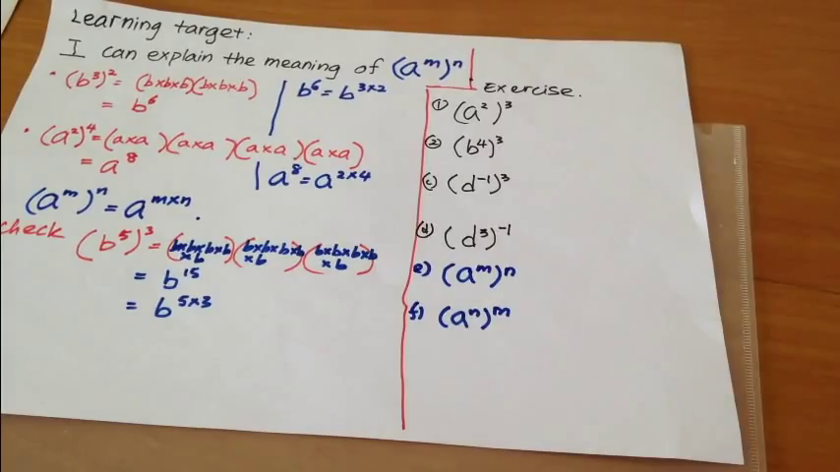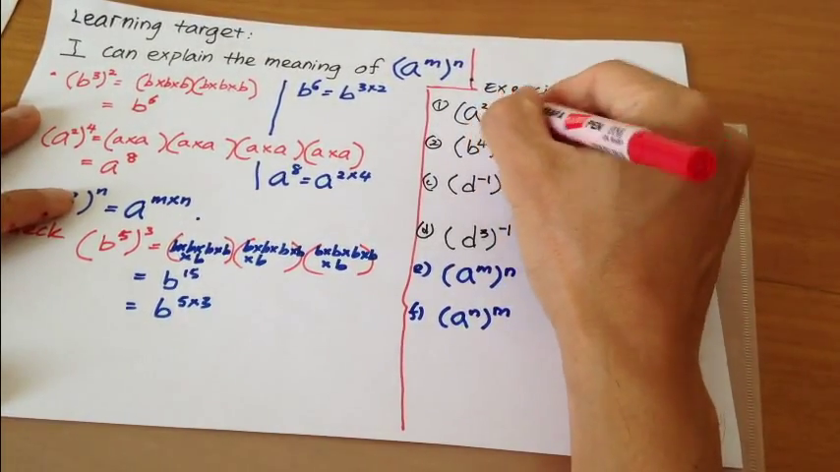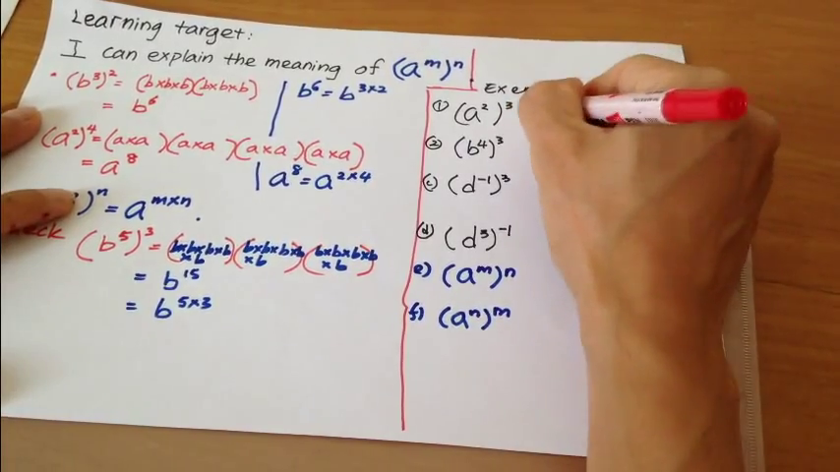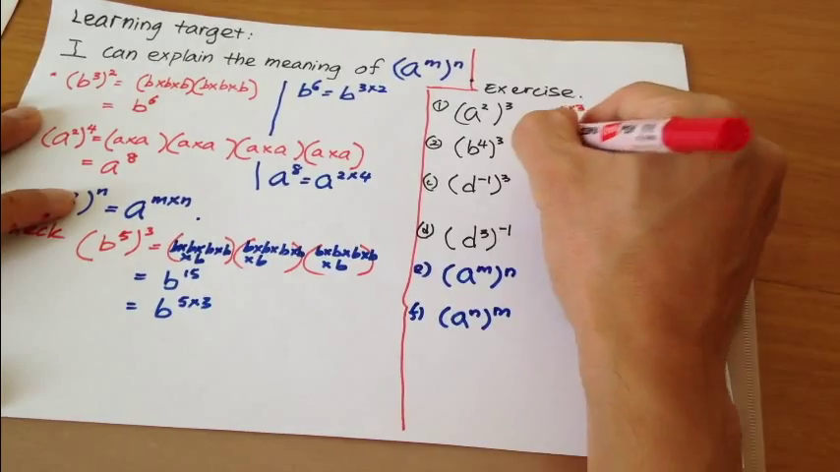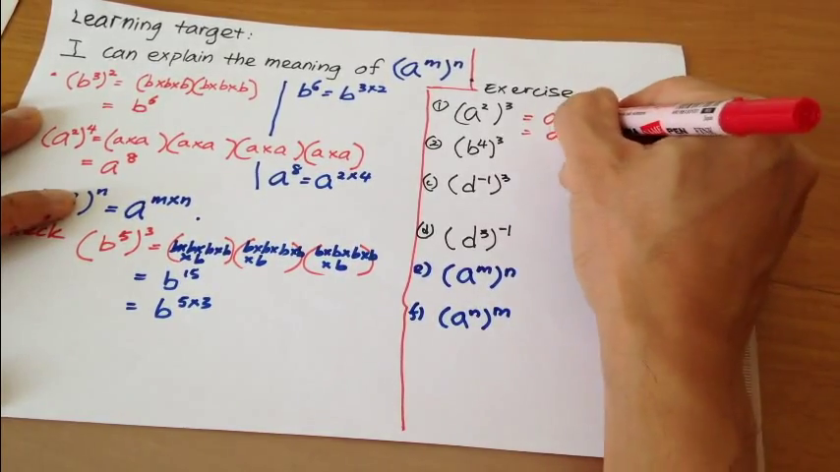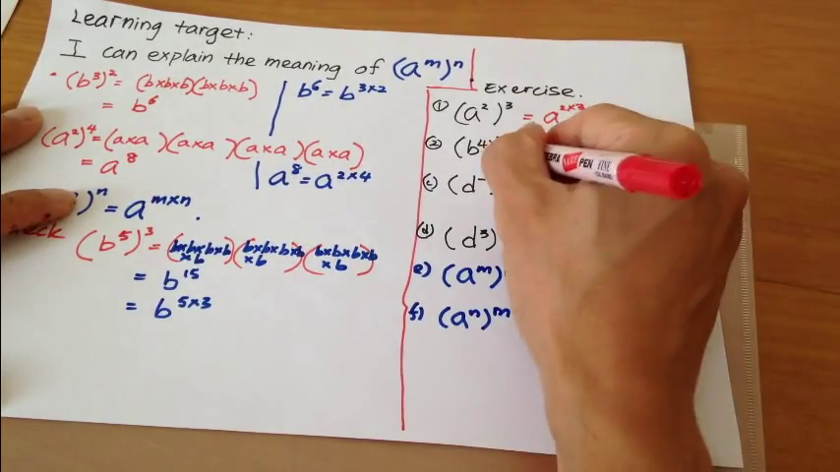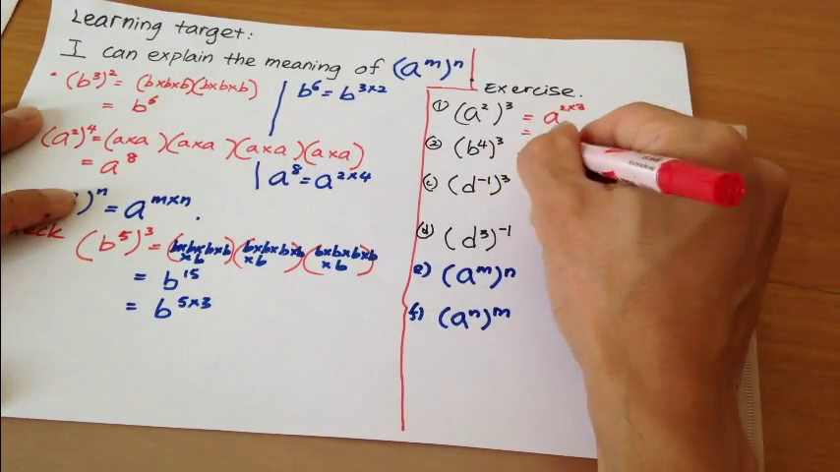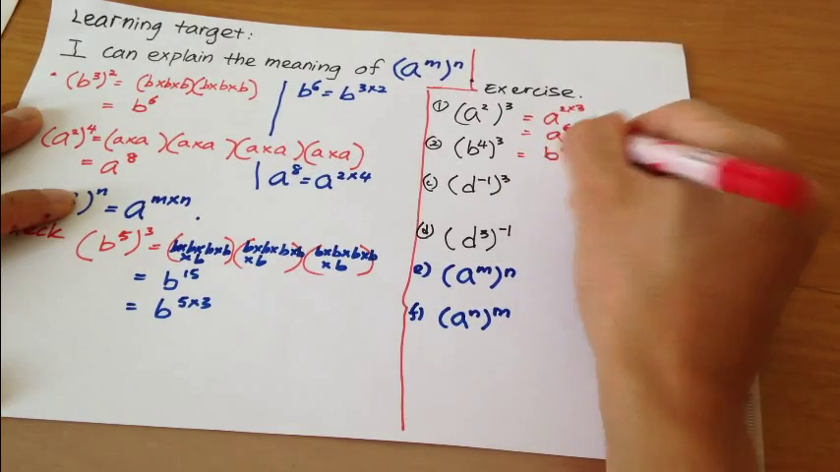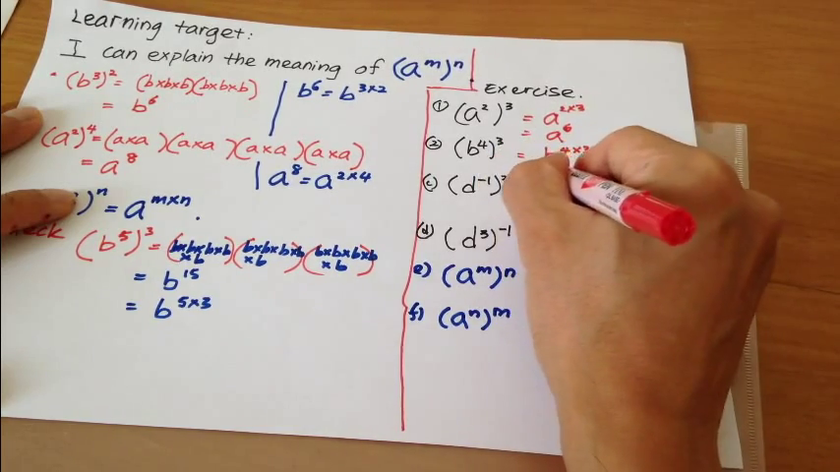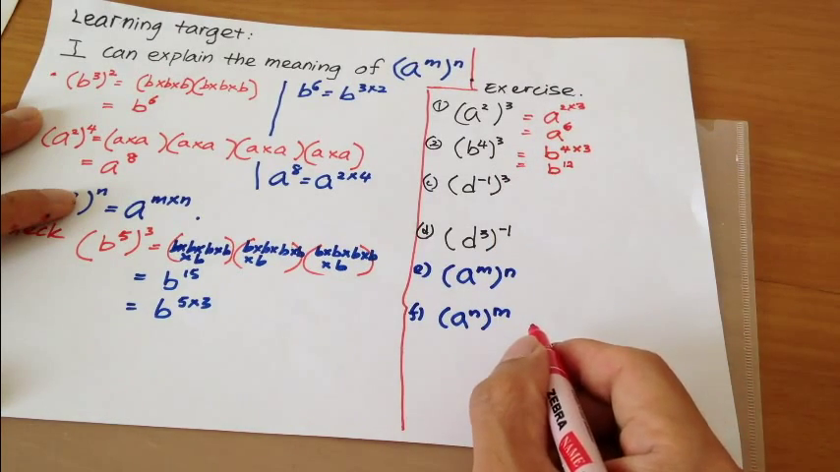Alright, welcome back, and let's check your answers. This a squared quantity raised to the power of 3 will be 2 times 3 in the index. That will be just a raised to the power of 6. Very good, if you have got that correct. The second part, that is b to the power of 4 times 3, will be b raised to the power of 12. Do you get that correct?